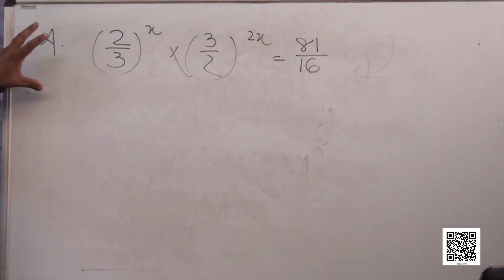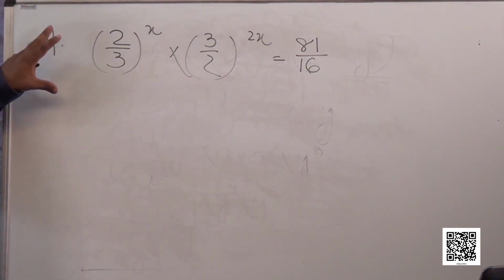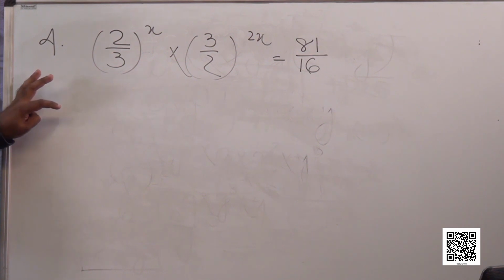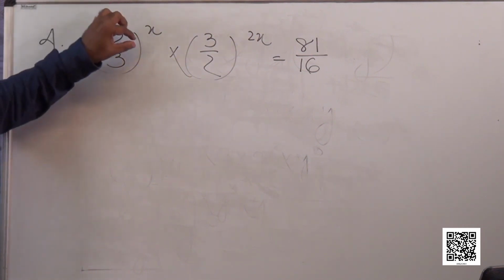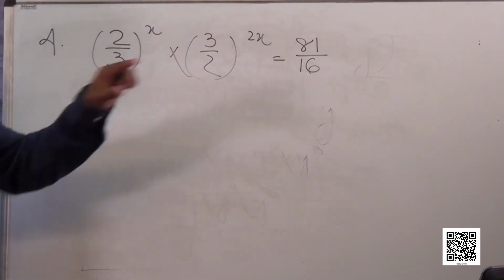Okay, in such case, how to solve these values of x? This is called an exponential equation. Why is it called an exponential equation? Because there is a variable whose value we have to find out, and the variable is in an exponential form. That is why it is called an exponential equation.